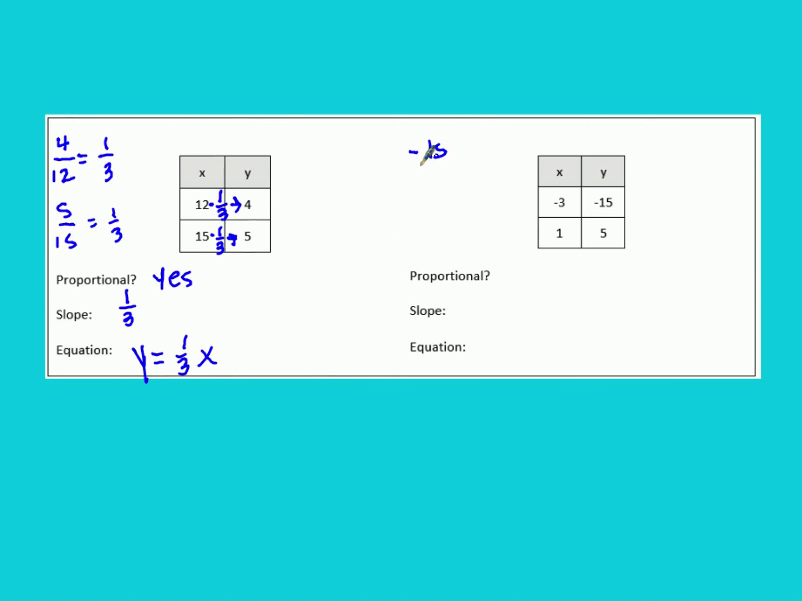In our final example here, we have negative 15 over 3 and 5 over 1 as our y over x values. These are both equal to 5. These are proportional because they both have the same y over x fraction, and that means our slope is 5. So y equals 5x is our equation. If we multiply each of our x's by 5, we should get our y values, and that is true for both of these here. So hopefully you're starting to see those connections of why the y equals mx form works for each of these tables when we have proportional relationships.